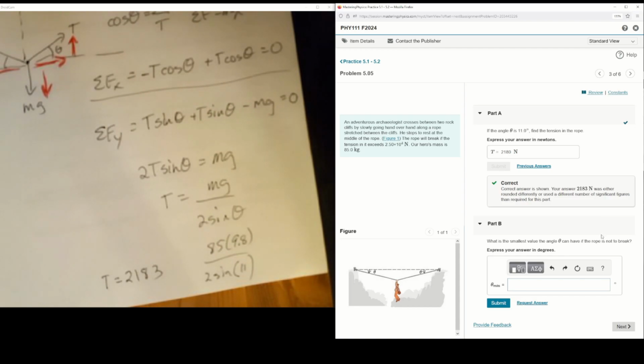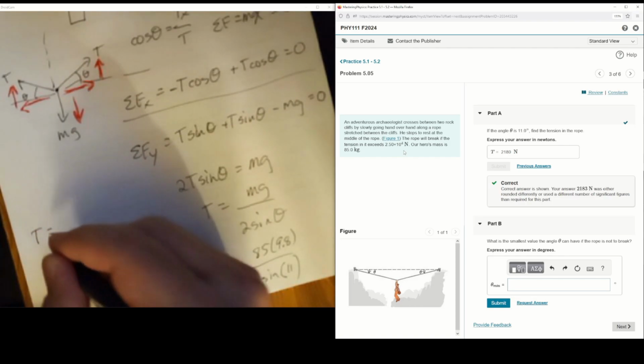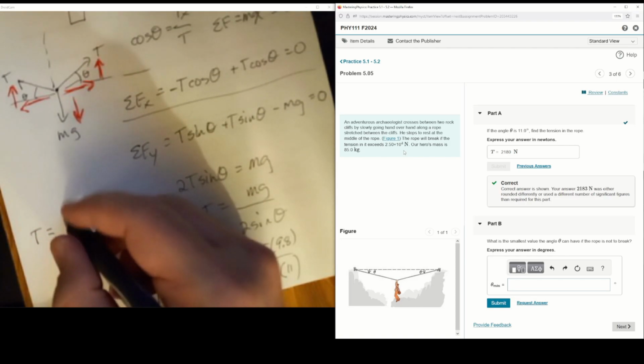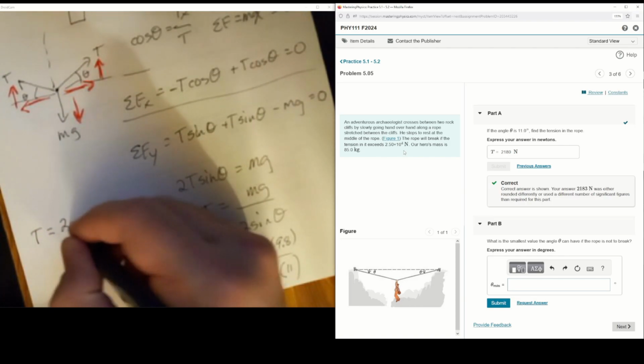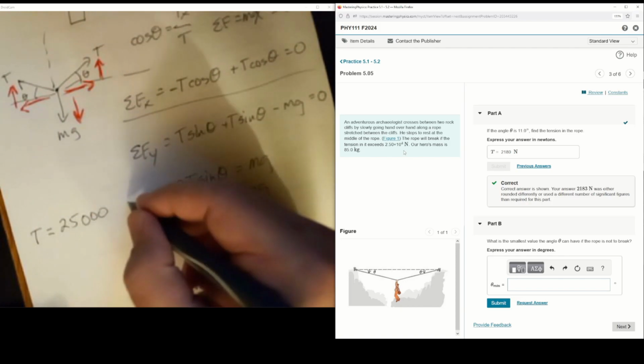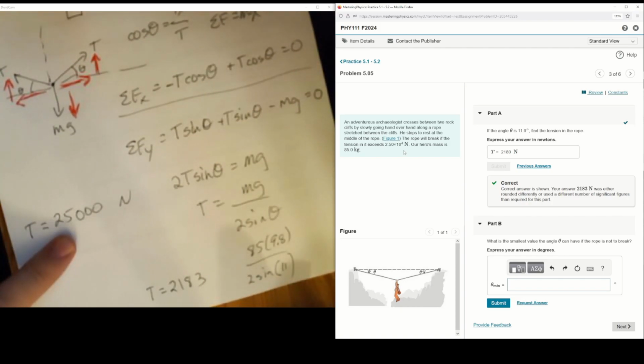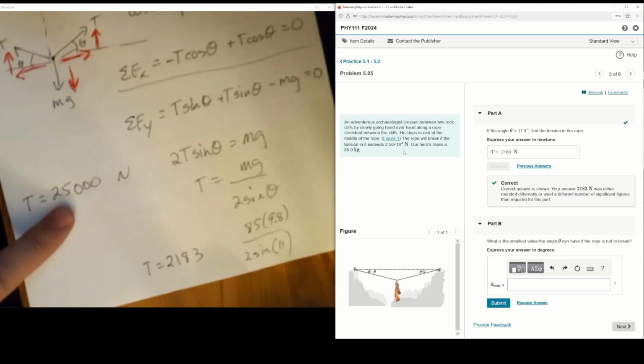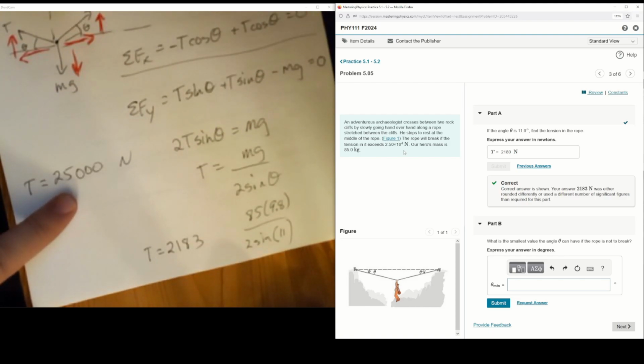Part B, what is the smallest angle that the rope can have for it not to break? So we're going to need to know what the tension of the rope is. And it does say up here the rope will break if the tension exceeds 2.5 times 10 to the 4. So that's 1, 2, 3, 4 newtons. So there's 2.5 times 10 to the 4th. That is the maximum tension that the rope can withstand.